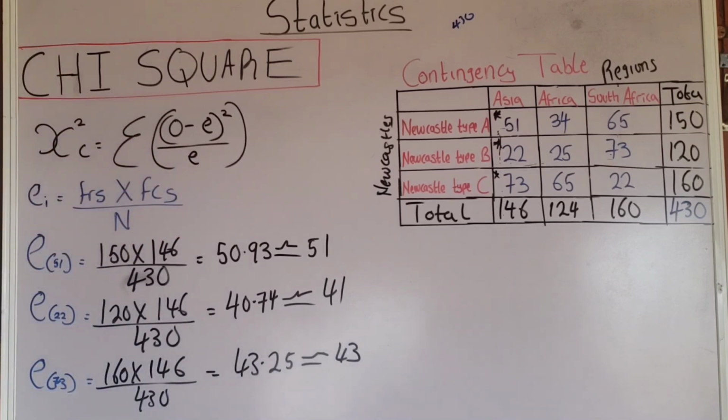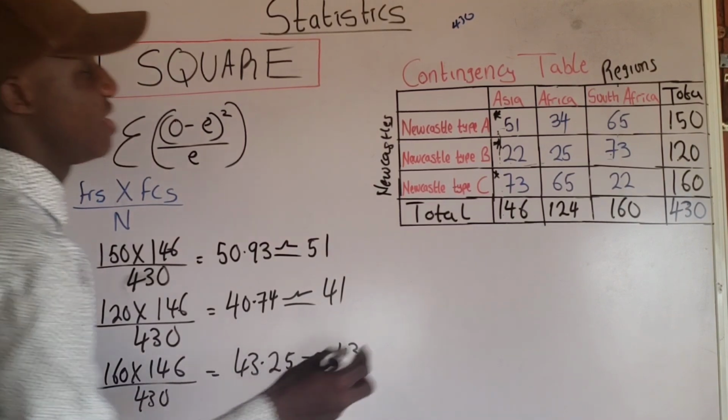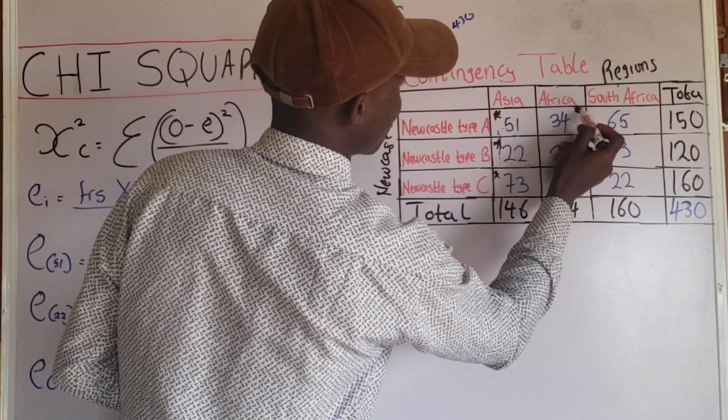If you approximate, you're going to have 43. But in some cases, it is not. Just leave your answer in decimal, okay? We are going to make use of the decimal. So do you understand how I am getting the expected value? Okay, let us get the expected value of 34.